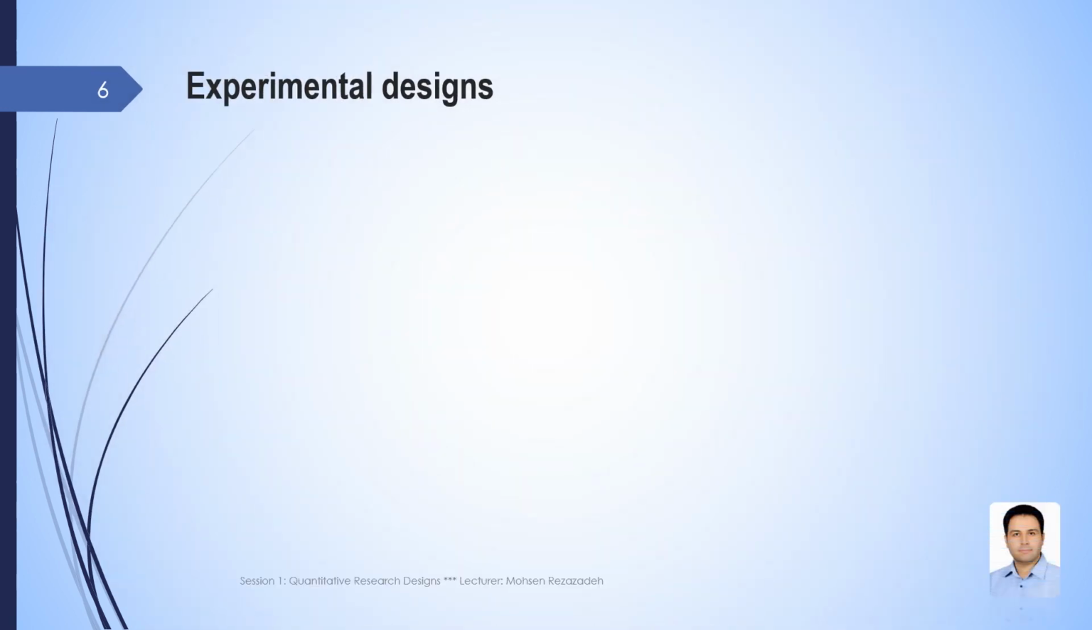Generally speaking, experimental designs enjoy the following features. First is random selection and random assignment of the participants. Random selection refers to a scientific procedure in which, out of a well-defined population, a number of individuals are randomly selected, that is, they're selected by chance, in such a way that each member of the population has an equal chance or equal opportunity to be selected for the study.